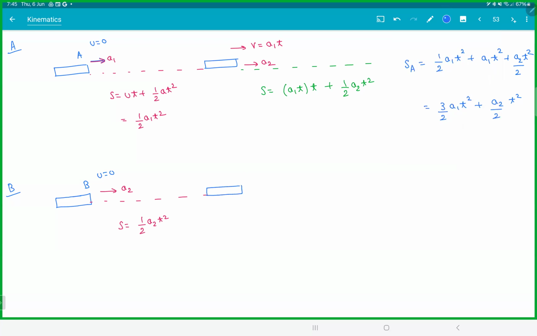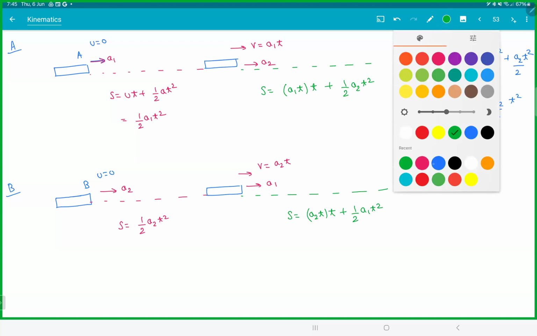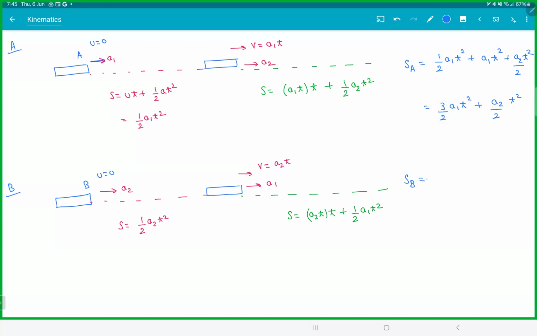When the particle reaches here, the speed has become A2t. So your initial speed is this and acceleration has become A1. Now this distance will be, initial speed is A2t, so ut plus half a, in place of that became A1 t square. So the total distance traveled by B, add this up, you get 3 by 2 A2 t square plus A1 by 2 t square.